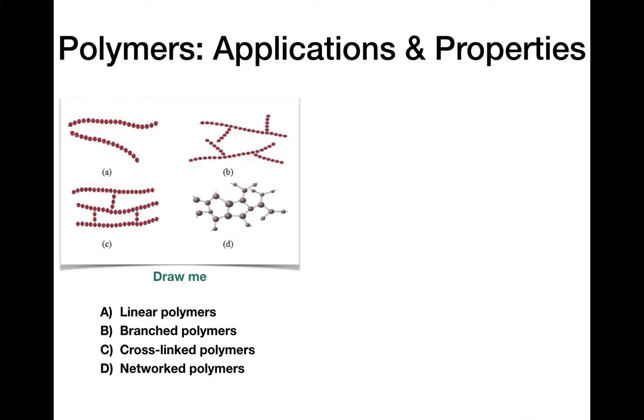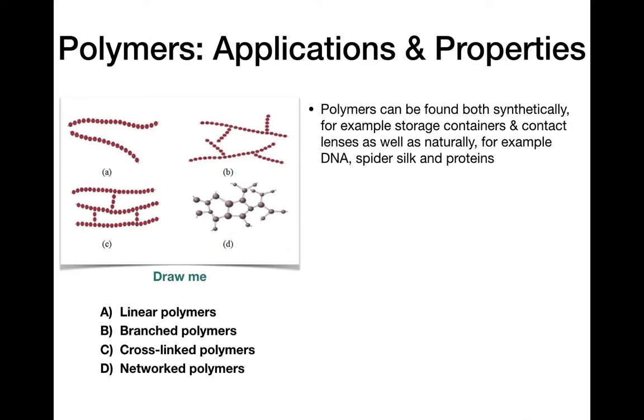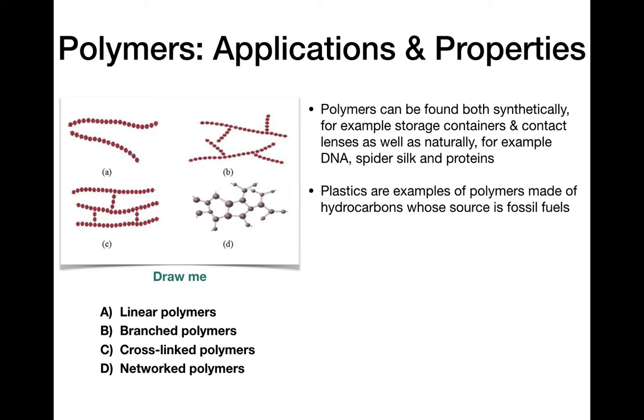Okay, the last one are polymers. Polymers are both synthetic and natural. Some synthetic polymers would be plastic storage, like Tupperware, that kind of thing. Contact lenses are made of polymers, if anybody wears contacts. And then we have natural polymers: DNA is a polymer, spider silk is a polymer, proteins are polymers. They're all examples of natural polymers.